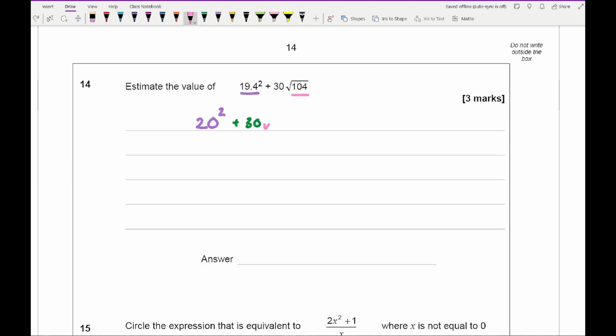And then with the square root number, we want to round to the nearest square number, which is 100. And then working this out, 20 squared is 400 plus 30 multiplied by root 100, which is 10. So here we've got 400 plus 30 times 10, which is 300, giving me an estimated value of 700.